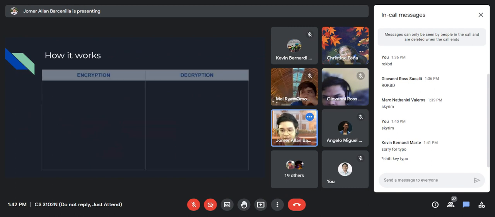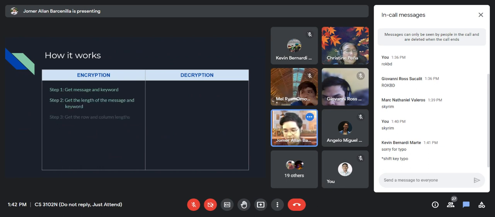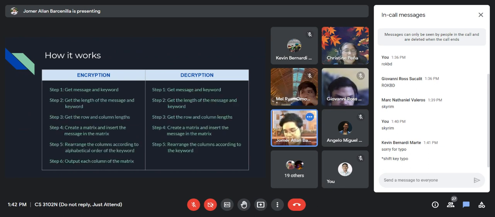So how does it work? Our encryption and decryption have 6 steps. Let's go through them. For the first 3 steps, the encryption and decryption are the same. The first step is get the message and keyword. Step two is get the length of the message and keyword. Step three is get the row and column lengths. Step four is where they differ. It is the same step, but we will see it in the example and in the next example in the simulation.